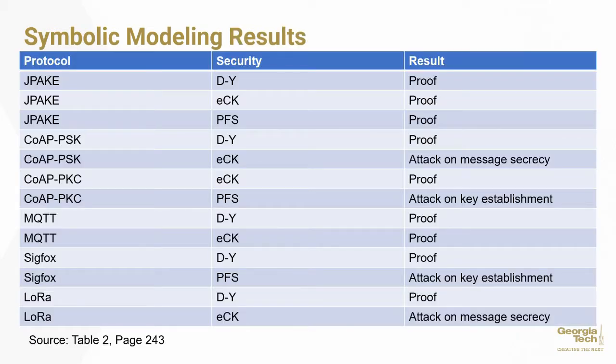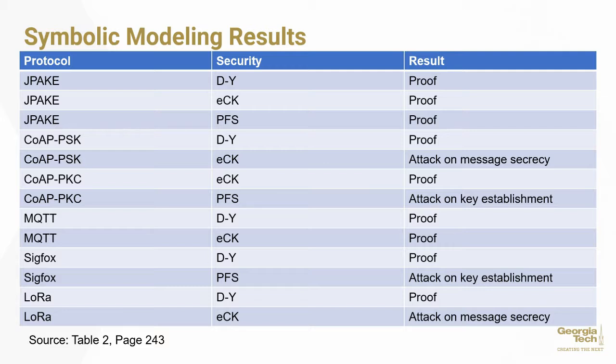The results shown here represent a report card of sorts for the different IoT protocols. As a reminder, D-Y is a representation of a traditional insecure wireless channel attacker. ECK represents a stronger adversary with dynamic compromise, and PFS is perfect forward security, which protects past sessions against future compromise of secret keys. An interesting note for all 5 protocols is that authentication, key establishment, and message secrecy were proven secure under the D-Y model.